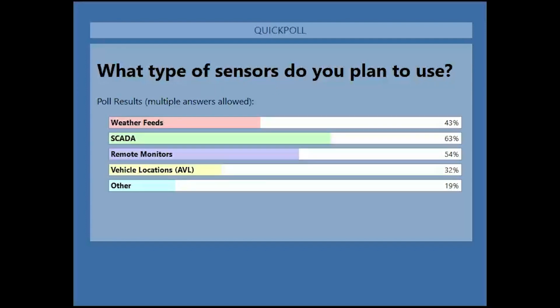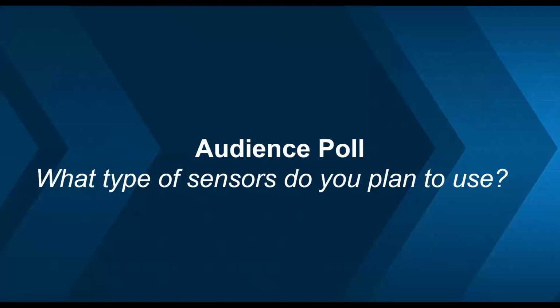So it looks like a majority of the audience is using SCADA at 63%. Remote monitors is a close second, Pat, with 54%. And then weather feeds at 43%, vehicle locations at 32%, and other at 19%. Very good, thank you. Well, that makes a lot of sense to me.